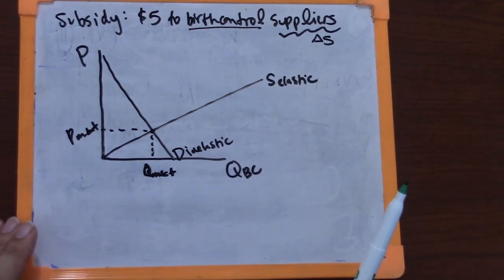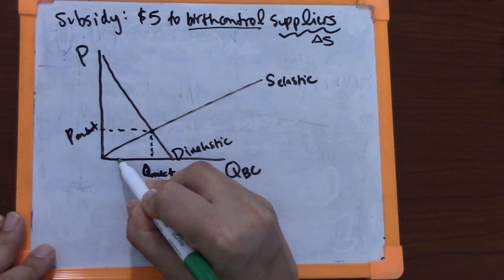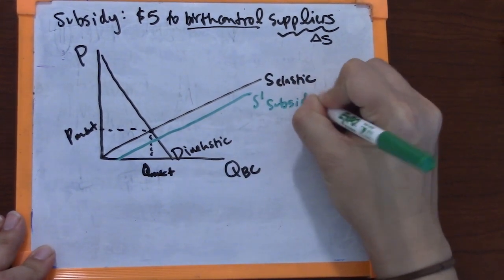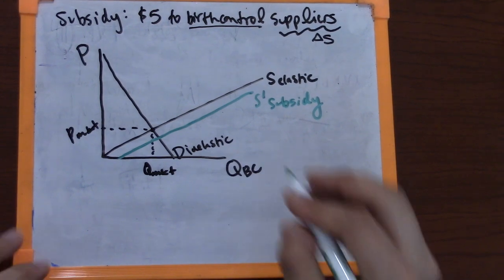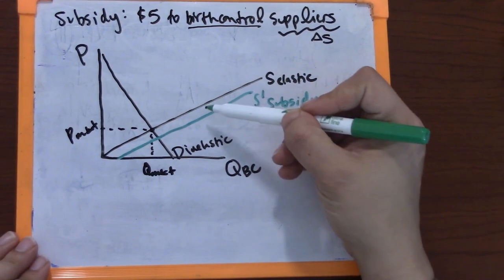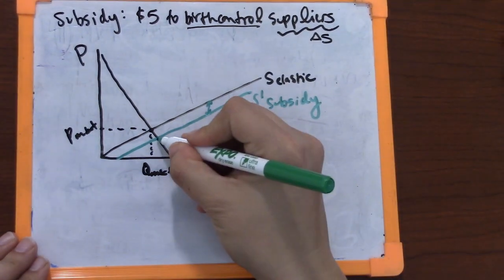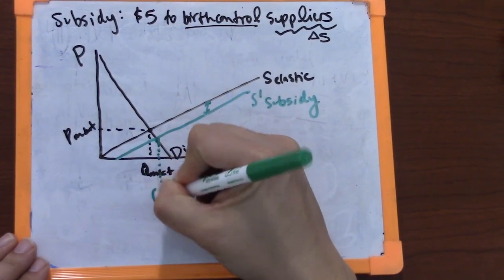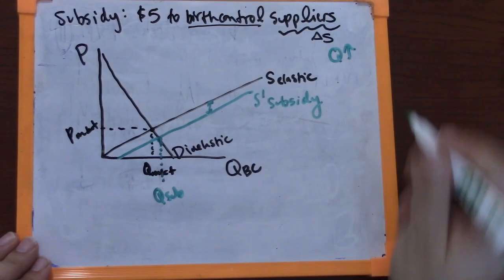But we want to do the opposite of what we did last video, so we're going to pay it to suppliers. Because it's paid to suppliers, we'll shift the supply curve to the right. Now that they're being subsidized, at every price, suppliers will be willing to supply more birth control. That $5 is going to be the vertical height between these two curves. And at this new equilibrium where the new supply hits the old demand, that's where we get our subsidy quantity. So it did what we wanted. In terms of consequences, it increased the quantity in the market.